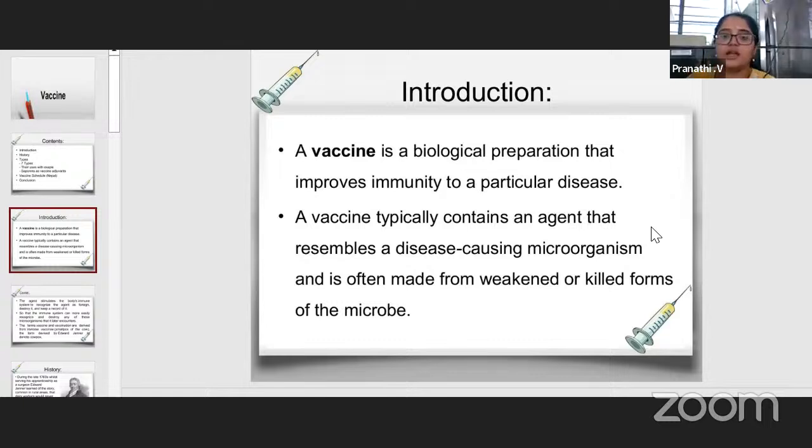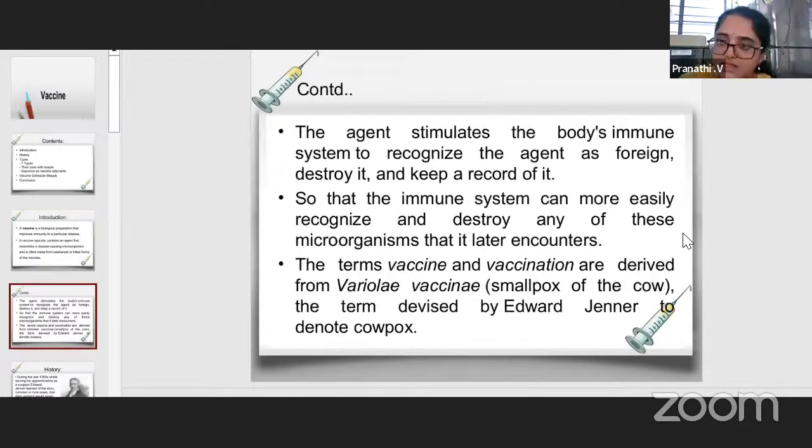It can be a weakened form or killed form of the microbe itself, so that it will not cause the same disease, but it will trigger the immune reaction against that particular disease. So the agent stimulates the immune system and then keeps a record. Your memory cells are going to do that.